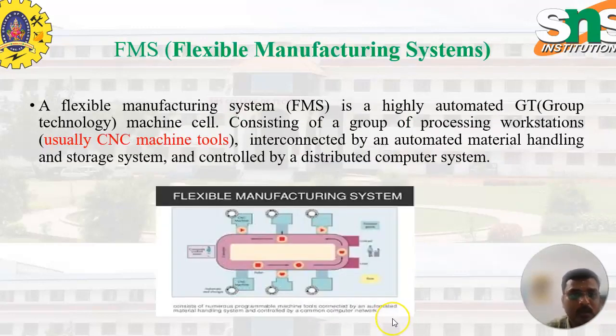Here is the definition of FMS: a flexible manufacturing system is a highly automated group technology machine cell consisting of processing workstations, usually called CNC machine tools. It means that the FMS stations will be connected with CNC machine tools, interconnected by the automated material handling and storage system.